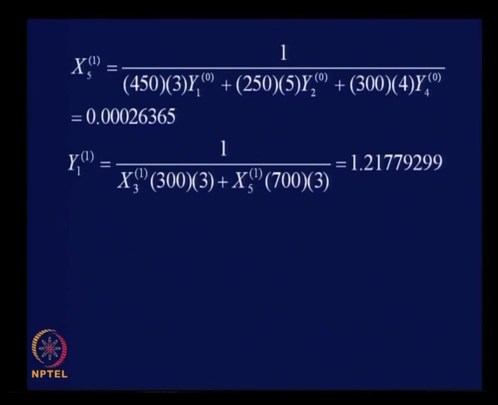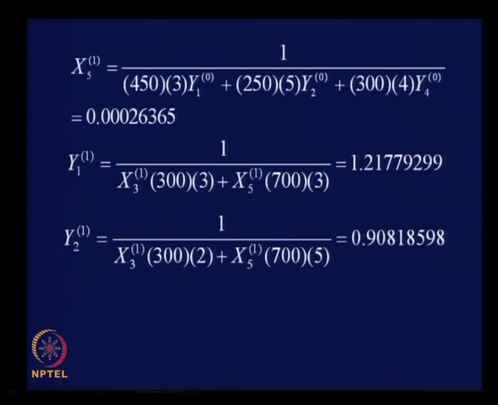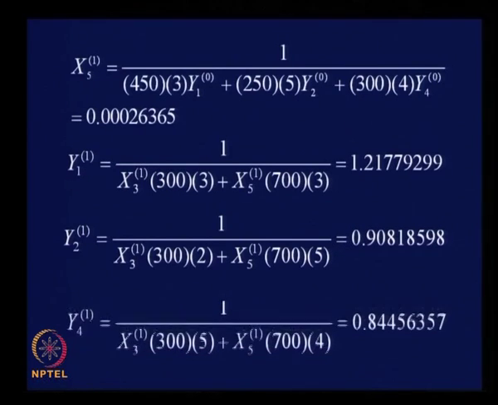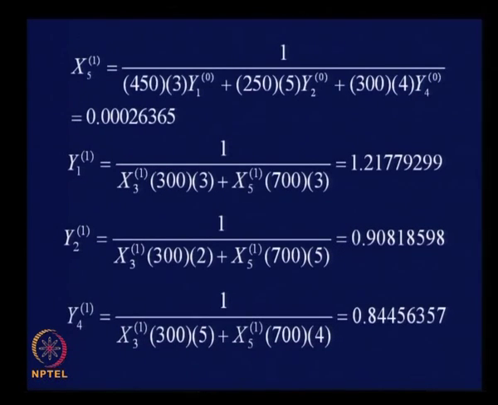and you get a value of y1 to be 1.21779299, and y21 on the same lines we get the value to be 0.908185898, and then y41 0.844563557. Clear?